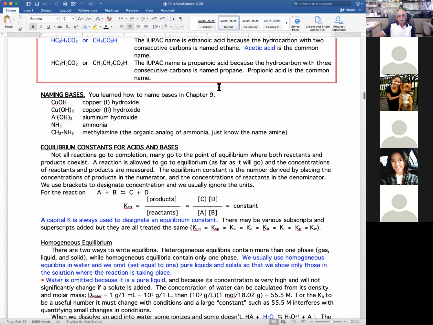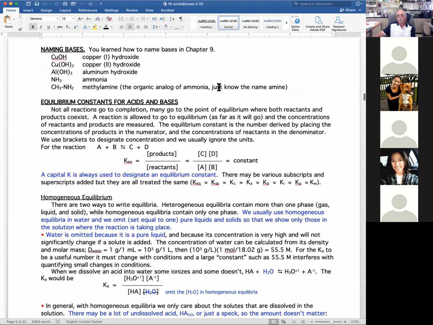The naming bases, you really already know how to do this from chapter 9. So here's copper 1 hydroxide, copper 2 hydroxide. Got it? We did that already. Okay.